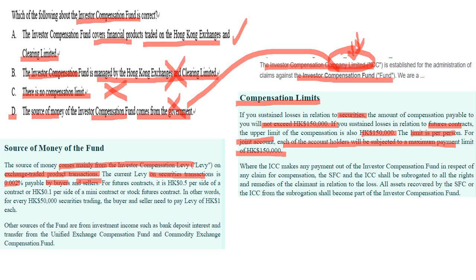For D, "the source of money comes from the government." Wrong. It is managed by this company. The source of money comes mainly from the investor compensation levy on the exchange traded product transactions. The current levy on securities transactions is 0.002% payable by buyers and sellers. That means when you make transactions in the stock market, you have to pay this amount, 0.002%, to this company in order to save up a sufficient amount of compensation to be paid to those losers.